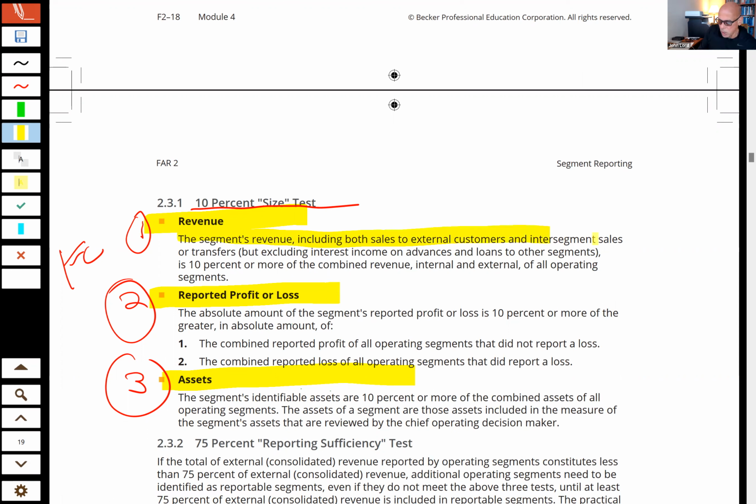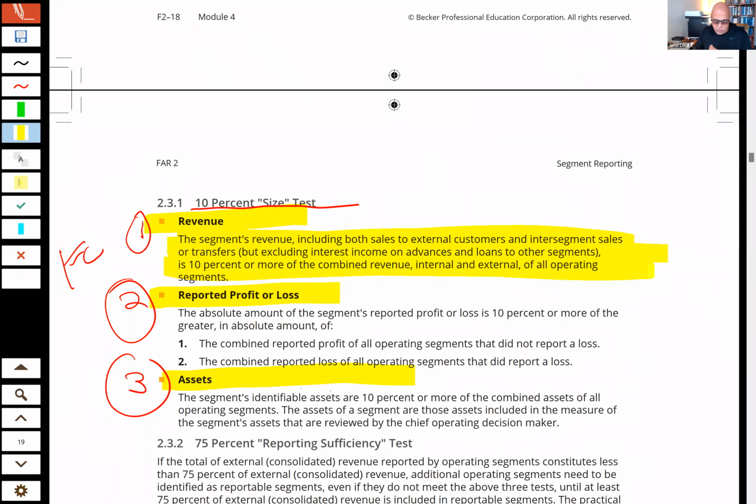So what do we do for revenue? We take all the revenue of all the segments, add them together, and we do not eliminate intercompany transactions. We multiply that by 10%, and any segment that has revenue greater than or equal to that 10% number should be reported as a segment.